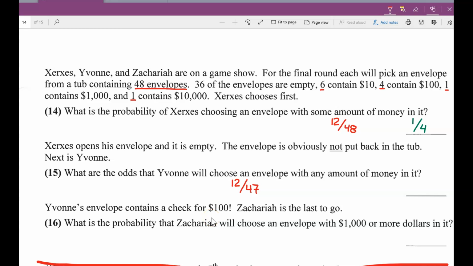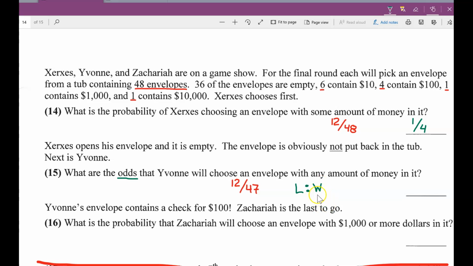So our probability of Yvonne getting any amount of money is 12 out of 47. And it's 47, remember, because Xerxes pulled an empty envelope, and that doesn't go back in the pot. But we want this answer in odds, not as a probability. So what does that look like? Well, remember, odds are always losers on the left and winners on the right.